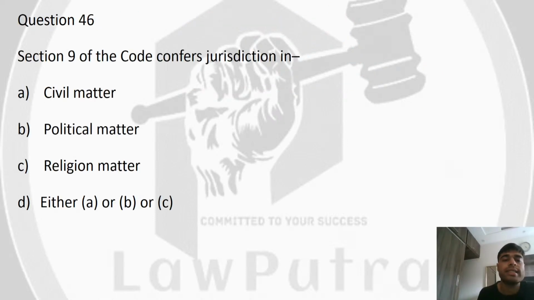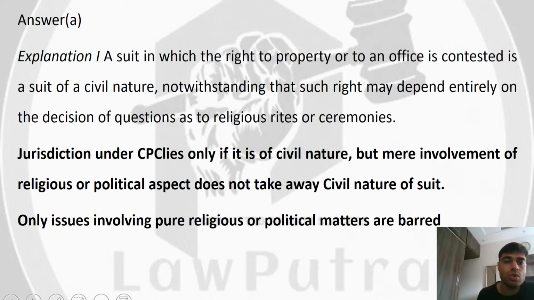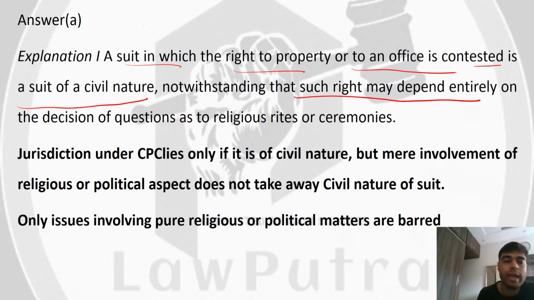Next question. Section 9 of the code confers jurisdiction in civil matters, political matters, religious matters, either A, B or C. So section 9 basically deals with suits which are expressly barred. The explanation to it says that a suit in which right to property or to an office is contested is a suit of civil nature, despite that such right may depend entirely on the decision of the question as to religious rites or ceremonies.